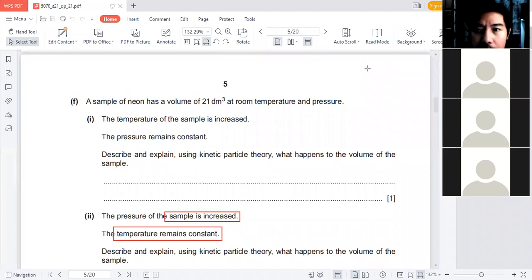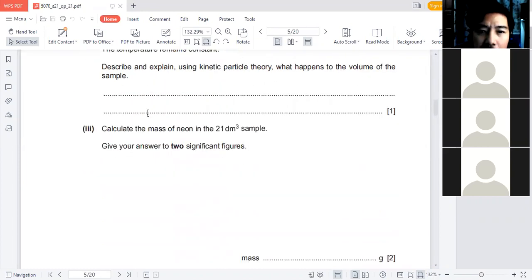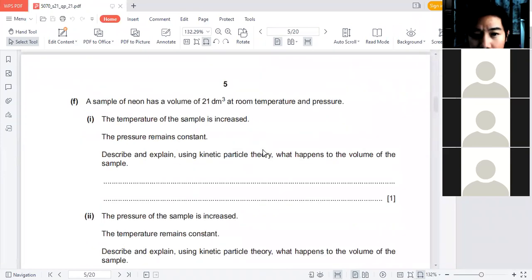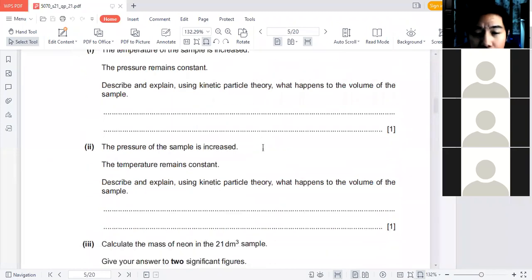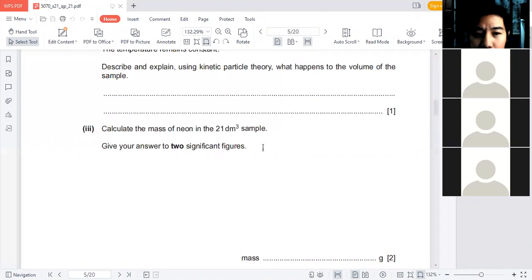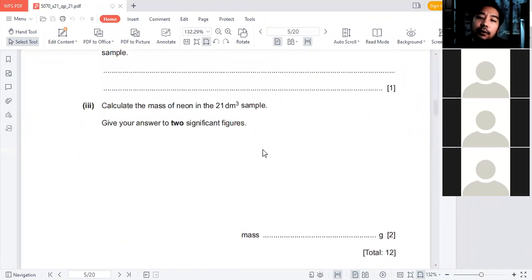Okay, that's good. Now let's see the next one. Here is the next one. Calculate the mass of neon in 21 dm cube of sample. So you check, apa nih? A sample of volume 21 dm cube. Give your answer in two significant figures.